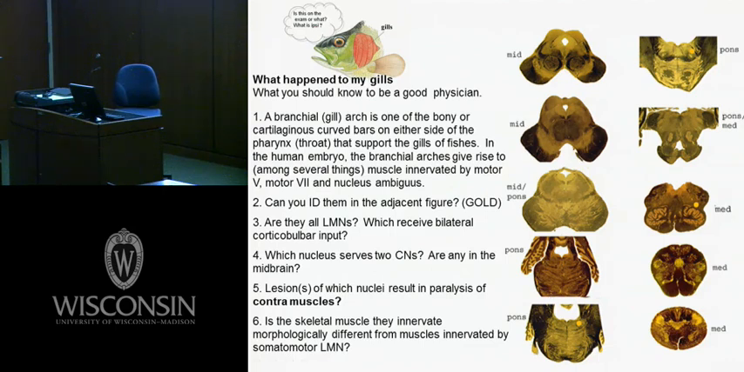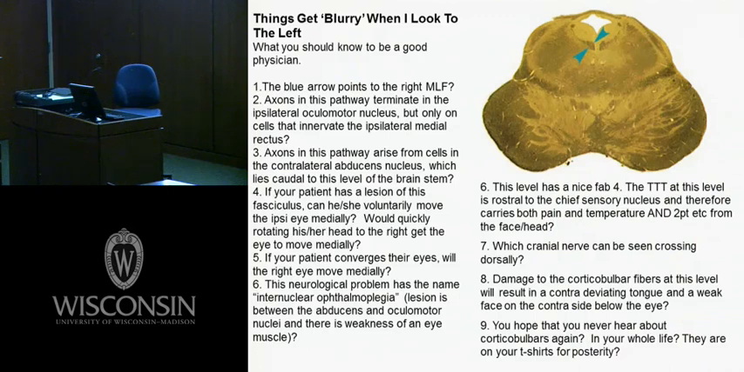Okay, let's go to the next one. Things get blurry when I look to the left. Well, when you look here, now, we haven't spent much time here, but you know everything here. Here are your cortical spinals, cortical bulbars, cortical pontines. Here's your famous, what's in here? Your famous Fab 4. Here's dominated, again, this rostral part of the pons and midbrain, dominated by the superior cerebellar peduncle.